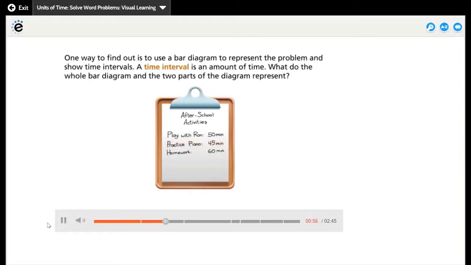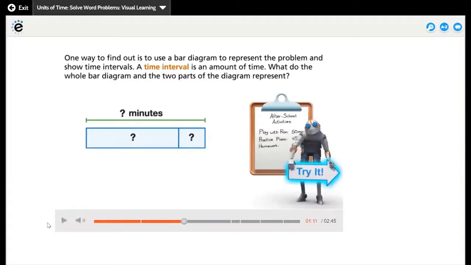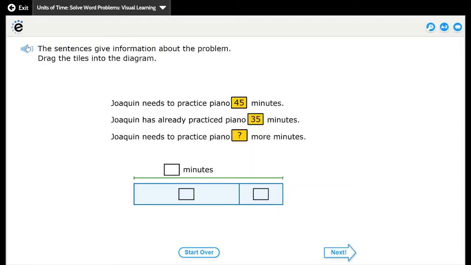One way to find out is to use a bar diagram to represent the problem and show time intervals. A time interval is an amount of time. What do the whole bar diagram and the two parts of the diagram represent? So let's see. The sentences give information about the problem. Drag the tiles into the diagram.